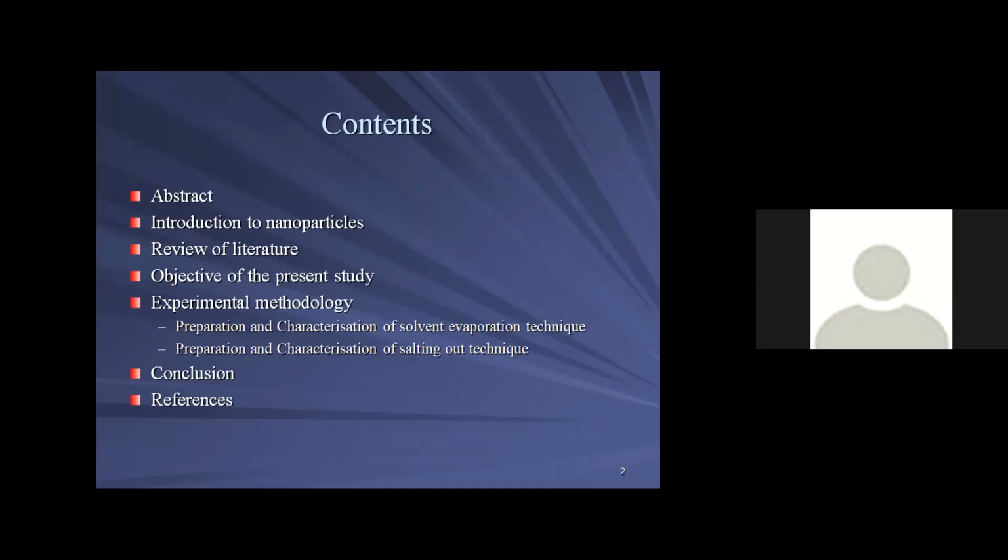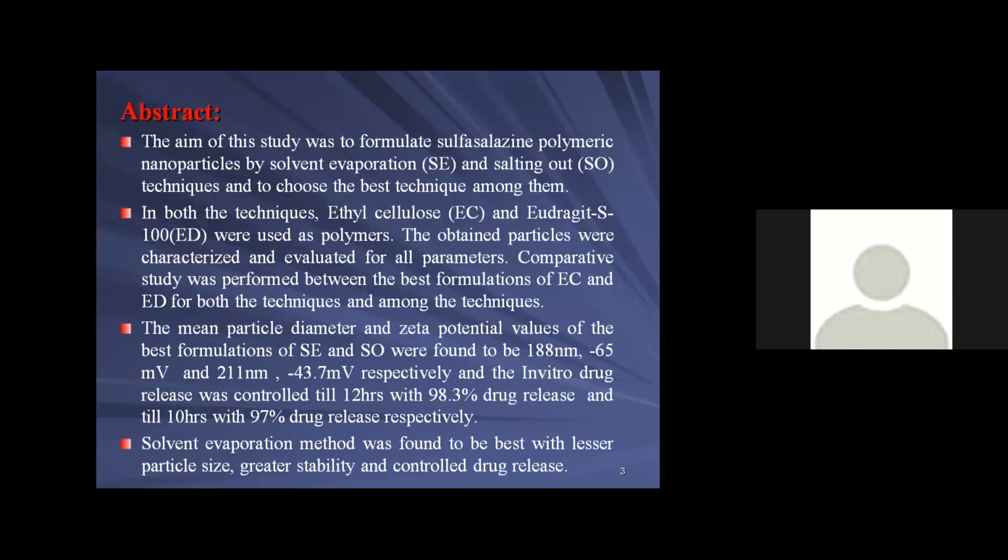Here we have opted two techniques, solvent evaporation as well as salting out technique. We made a comparative study between solvent evaporation and salting out techniques. In solvent evaporation we have taken ethyl cellulose and Eudragit, two polymers, and among these two polymers we have determined which polymer is considered best for the preparation of sulfasalazine nanoparticles. So these are all my conclusions and references.